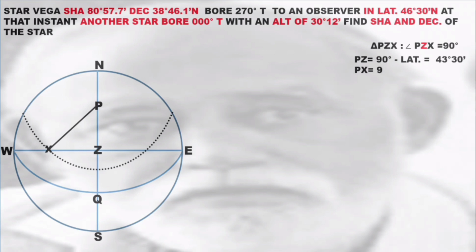Now, when any body is bearing 270 or 90, we already know that the declination and latitude should be the same name. Here we have star Vega bearing 270, angle Z is 90, PZ, we have the altitude, is the latitude minus 90. Declination is given to us, so we can always find out PX.